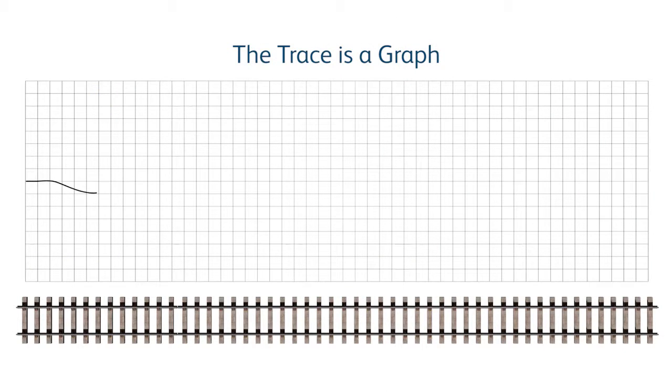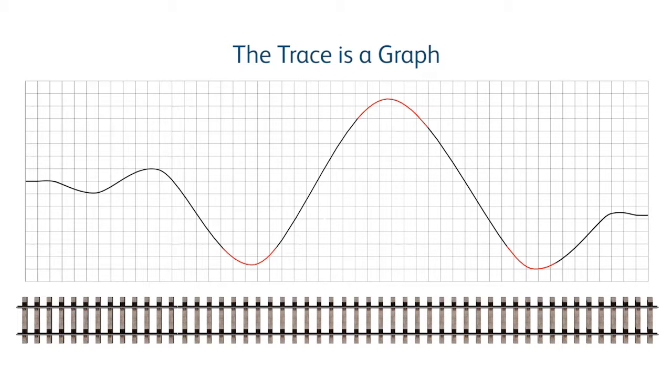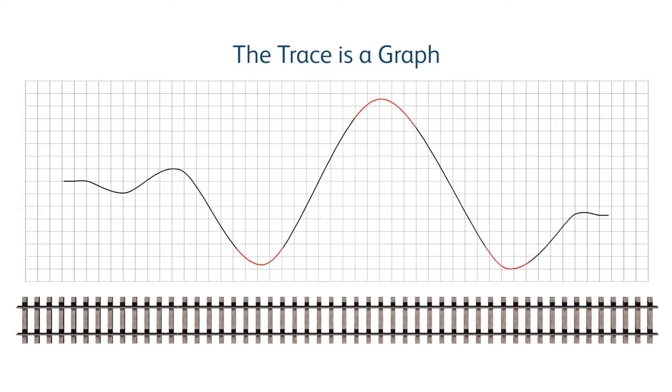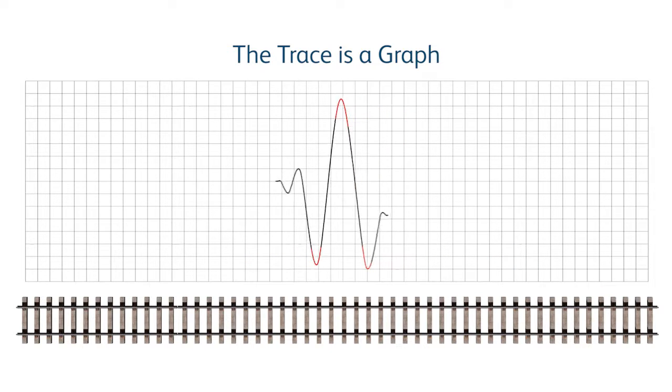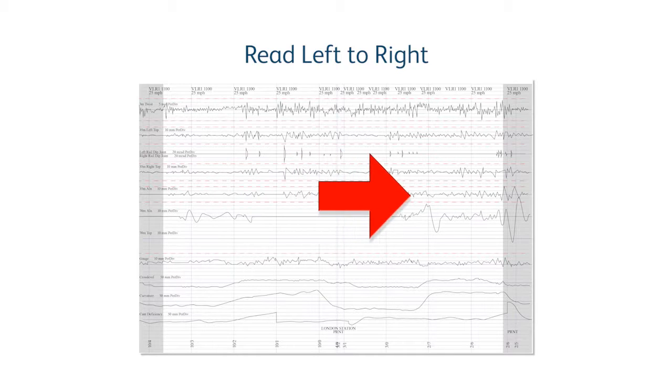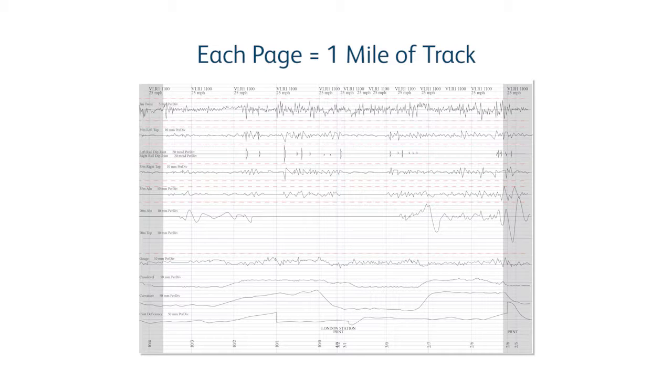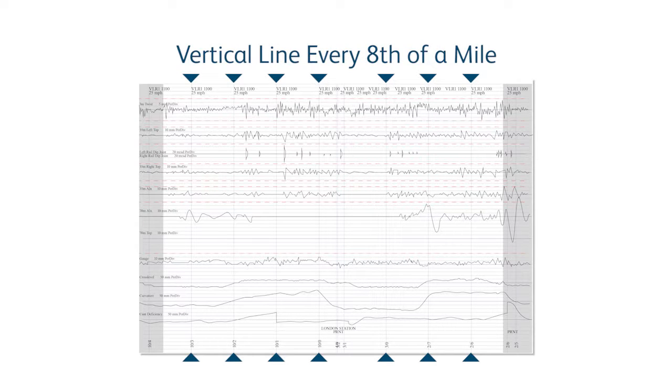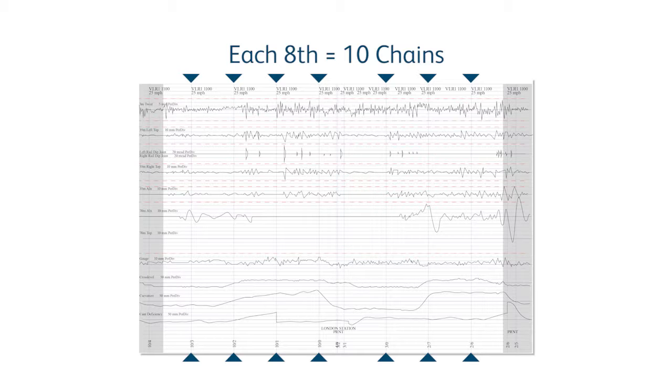A trace is a visual representation of readings taken on the track. If the measured readings were plotted on a graph, it would look like this. The trace is the graph squashed up. The trace is read left to right, regardless of the train's direction of travel or mileage. Each page represents a mile of track and has a vertical line every eighth of a mile. Each eighth is equivalent to 10 chains.